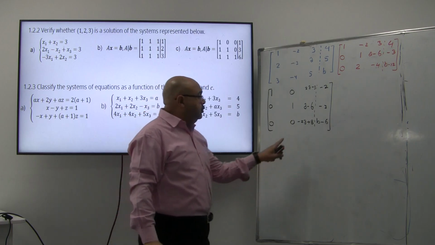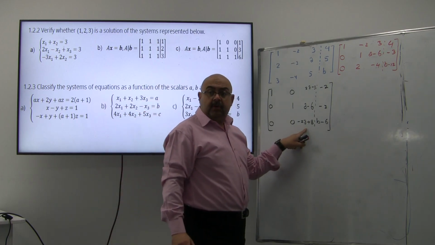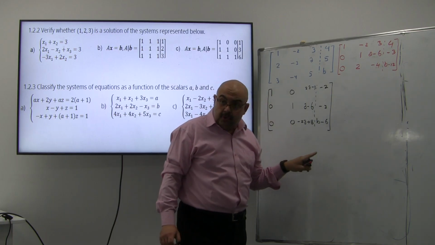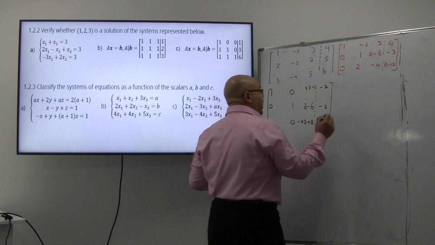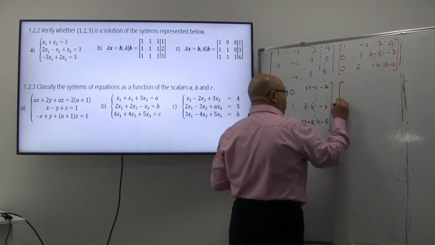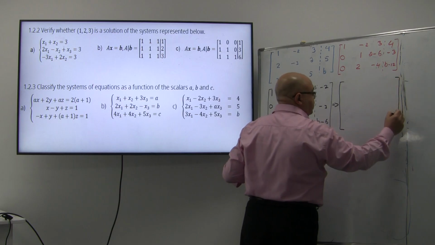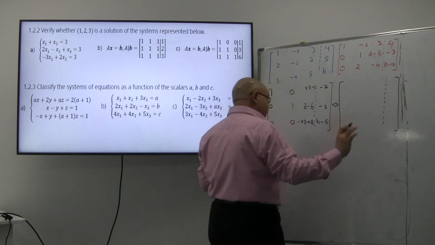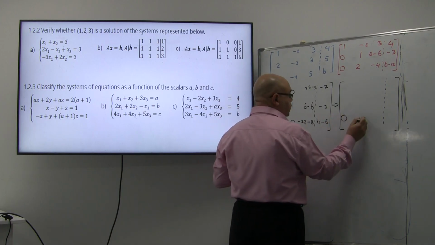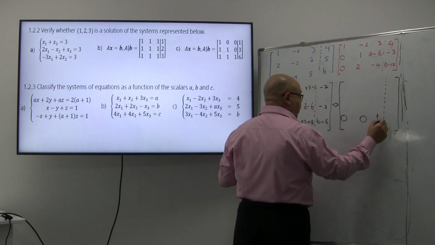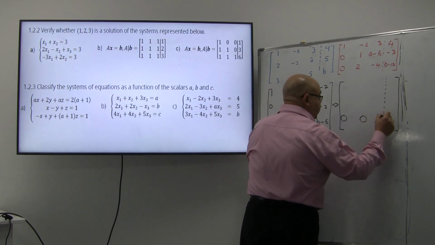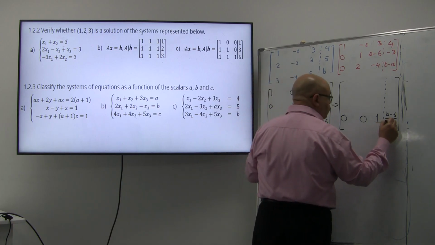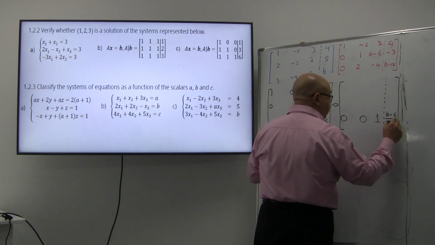Now, I need to see this number equal to 1. If I want to get to the solution set, I will have to divide, for the last one, by this value, or multiply by the reciprocal of this function. So now I will have 0, 0, this is 1, and this value is going to be b minus 6 divided by negative 2 over a plus 8.